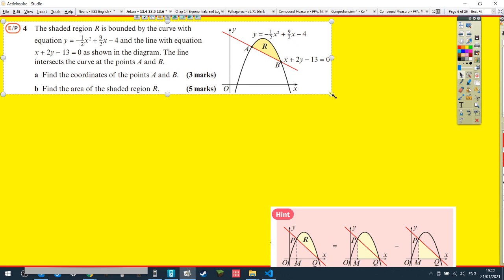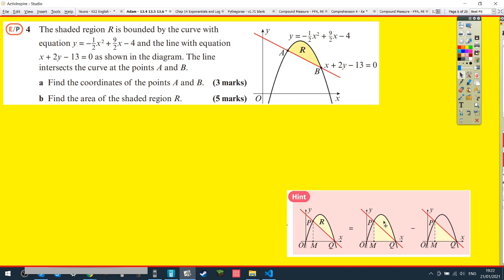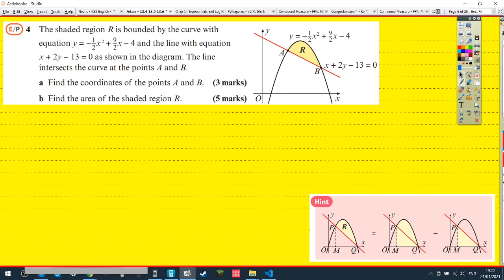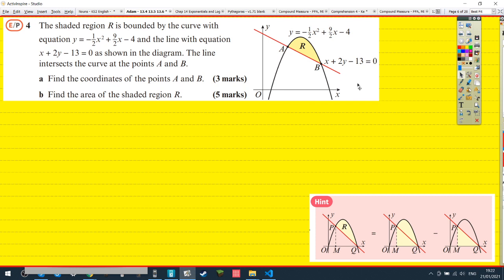Find the coordinates of A and B. Well, can you put y equals the top equation as a quadratic? Yeah, how'd you do that? Are you able to put fractions into quadratics? Yep, I'll send you the calculator. Okay.